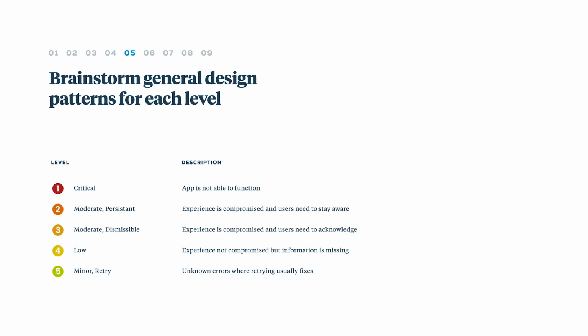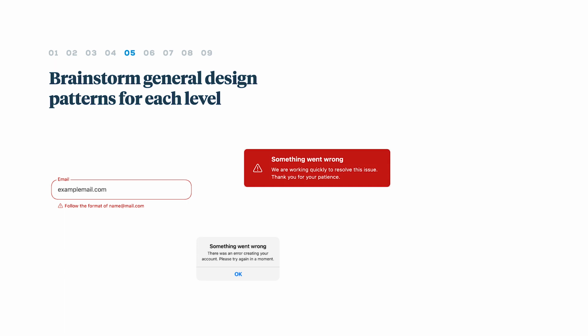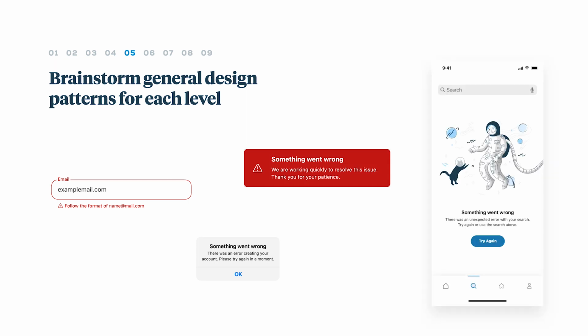Step 5, brainstorm general design patterns for each level. The more severe an error is, the more obnoxious, or noticeable, the error should be. I then brainstorm general design approaches for each level, keeping in mind how impactful the error handling should be. Assigning a design pattern to each level will create consistency between similar types of errors. Some common mobile error patterns include inline messaging, system dialogues or alerts, an urgent banner, or lastly, a full screen message.